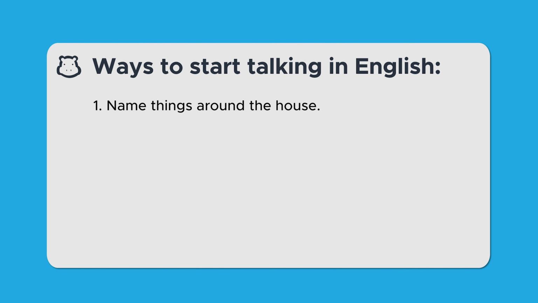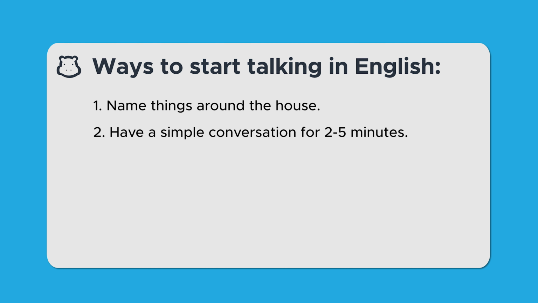Name things around the house as you go about your daily routine. Practice the English names for things throughout your day, like when you go out for a walk or do the household chores. Take 2 to 5 minutes a day to hold a simple conversation with yourself. Make it about something going on in real life, like an important social event, plans for the weekend, or an upcoming test or project. Ask yourself questions and respond.